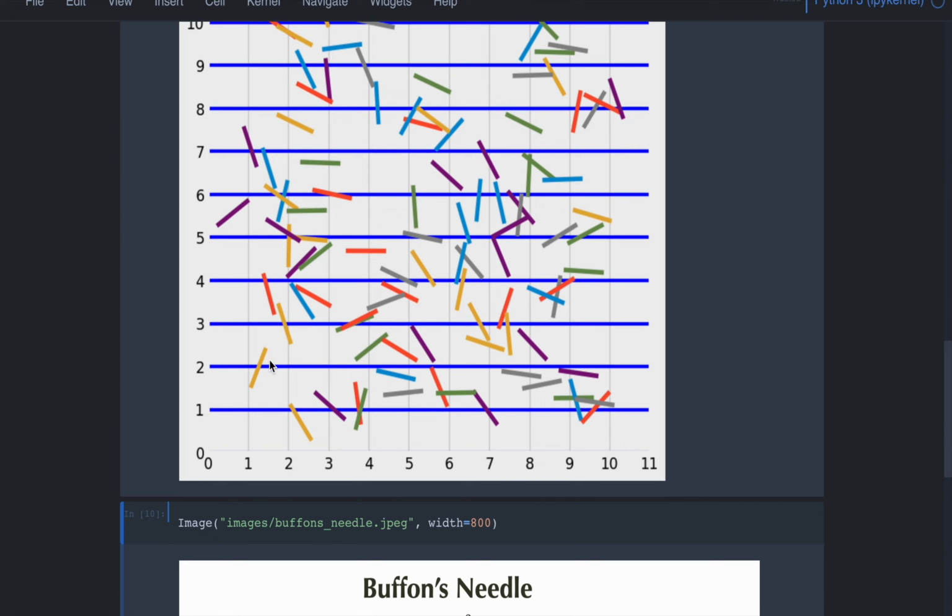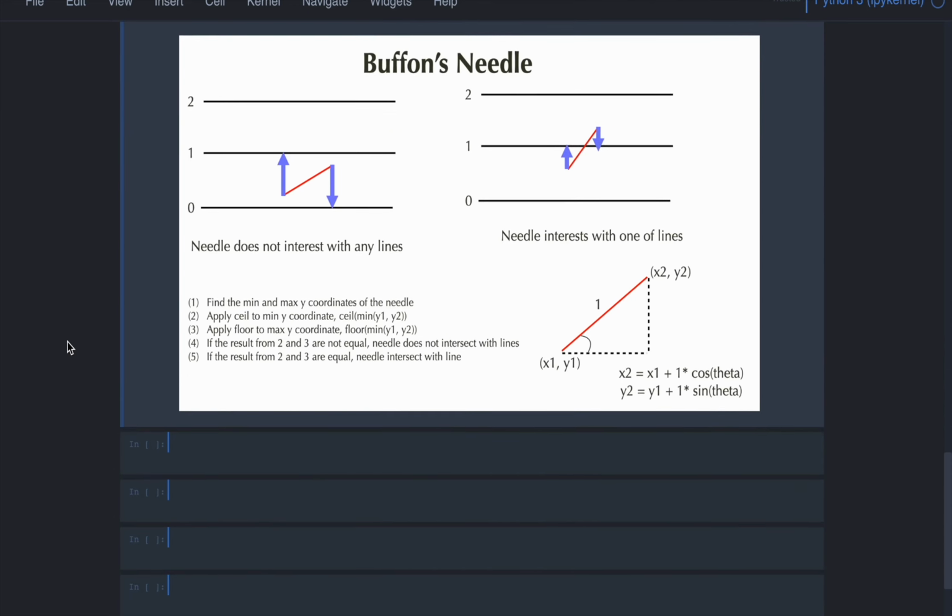Now we need to generate these Buffon needles, which means we need to generate two coordinates. One is this point, the other one is this point. This point will have two coordinates x, y, and this point will also have two coordinates x, y. So essentially we need to generate 4 values, but there is a constraint: the needle length should be 1 unit.